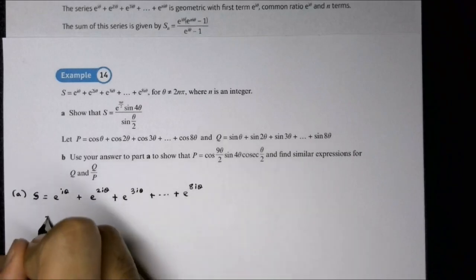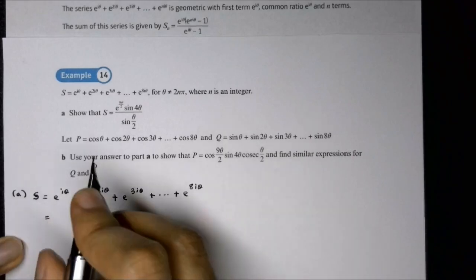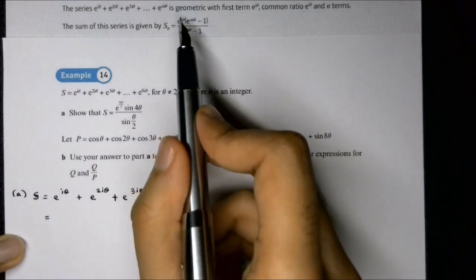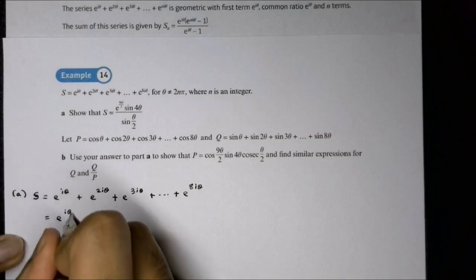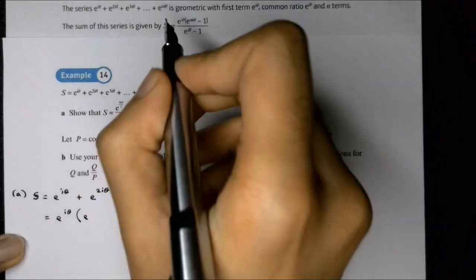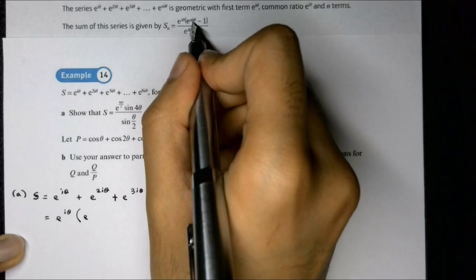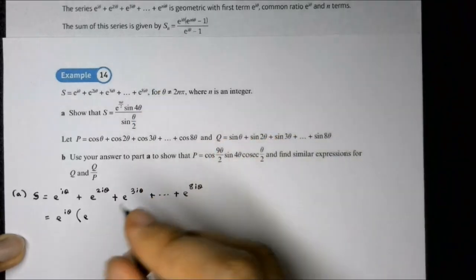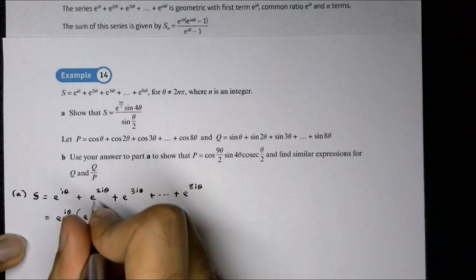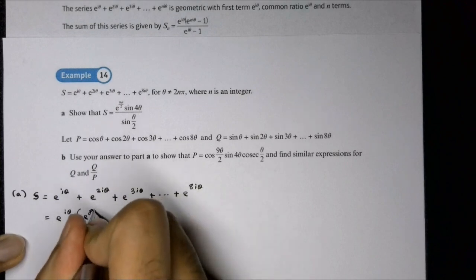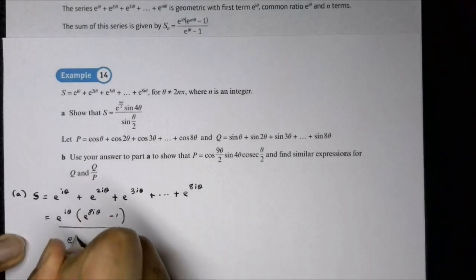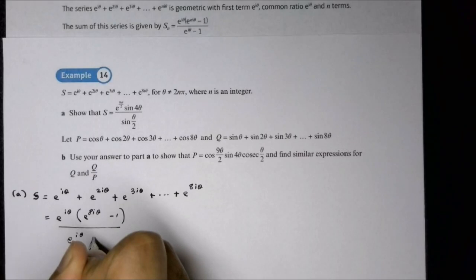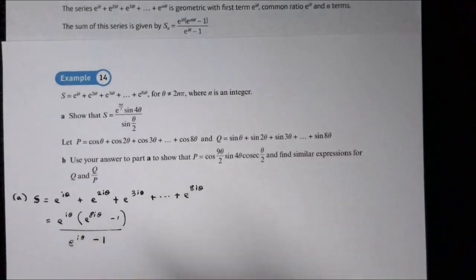So this is equal to, well, we've got our first term. We have e to the i theta. We then multiply this by e to the ni theta, and you can see n is equal to 8, so we have e to the 8i theta, and then we subtract the 1, and then we divide by e to the i theta, lots of minus 1. Okay?